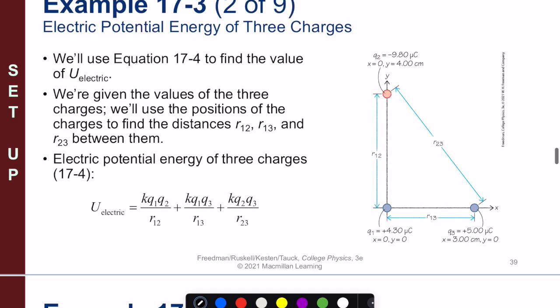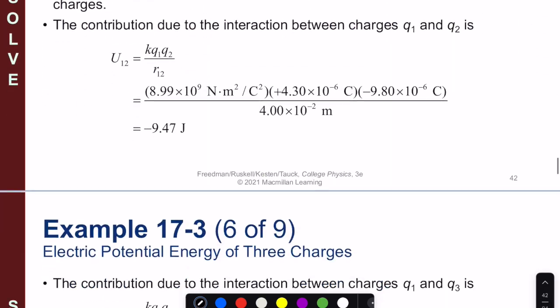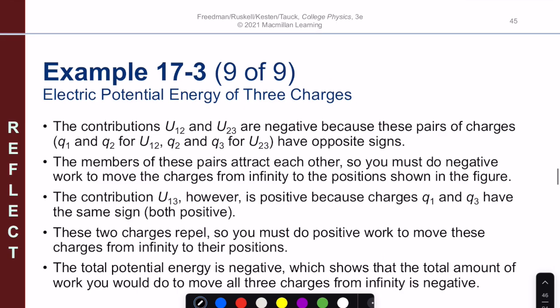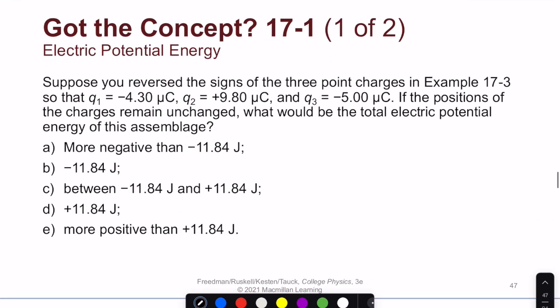So here's a schematic and some information about that example, which you can read through. So let's look at these conceptual questions here. Suppose that you reversed the signs of the 3 point charges in that previous example. If the positions remain unchanged, what would the total electric potential energy be?